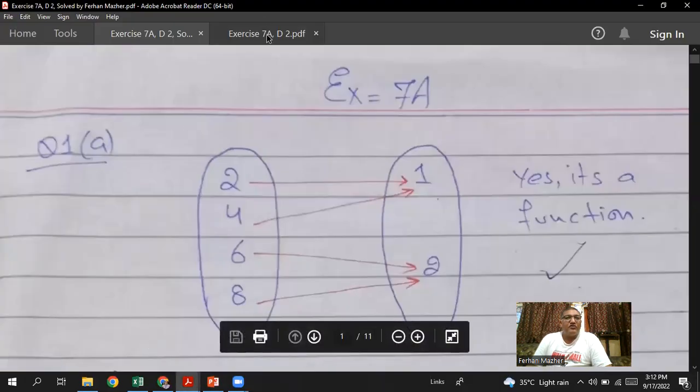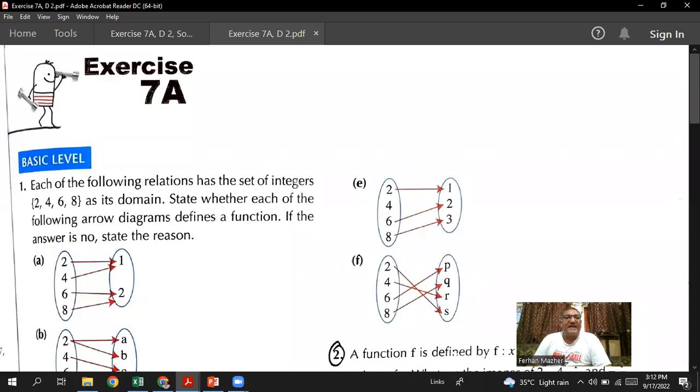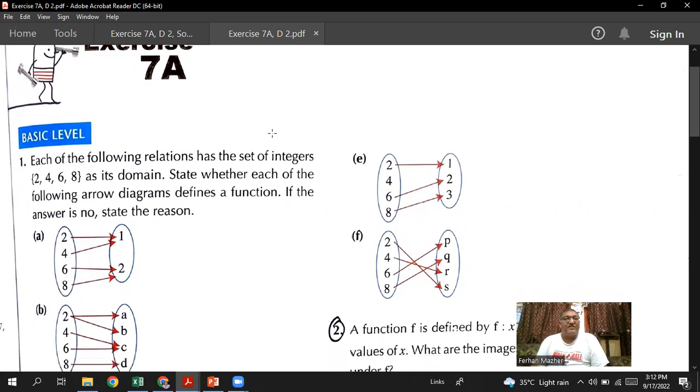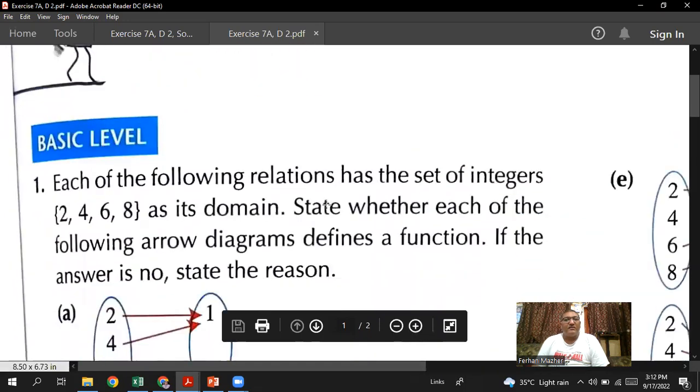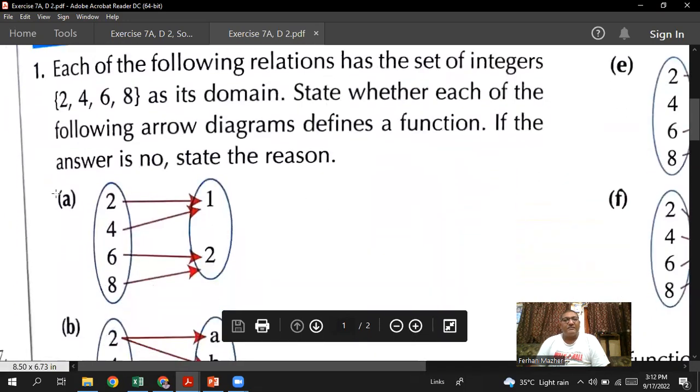Okay. So exercise 7a. Each of the following relations has the set of integers 2, 4, 6, 8 as its domain. State whether each of the following arrow diagrams defines a function. If the answer is no, state the reason. If you look at the first diagram which they have given to you, let me increase the size.